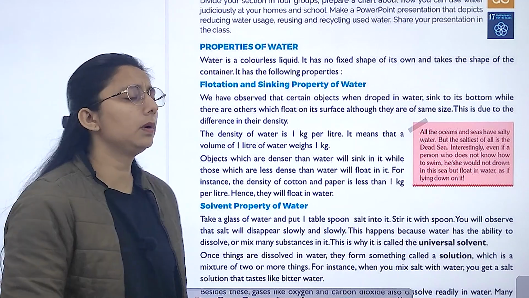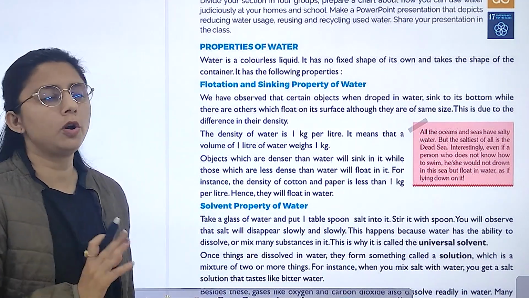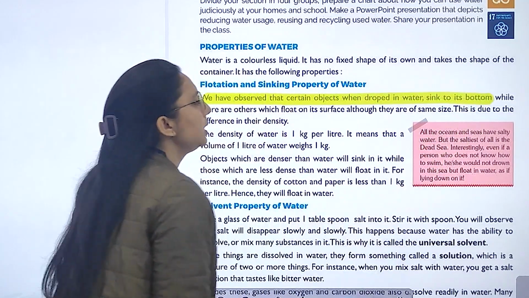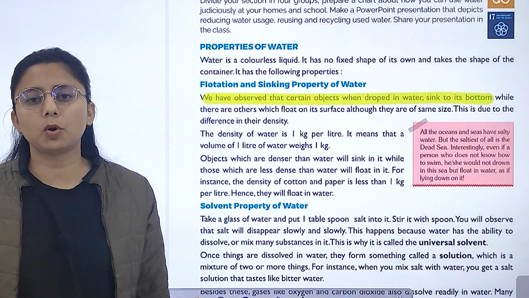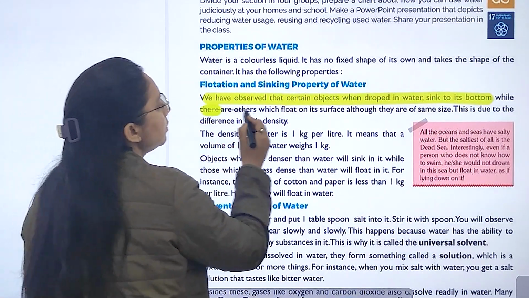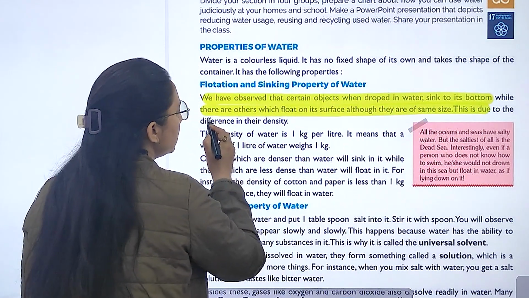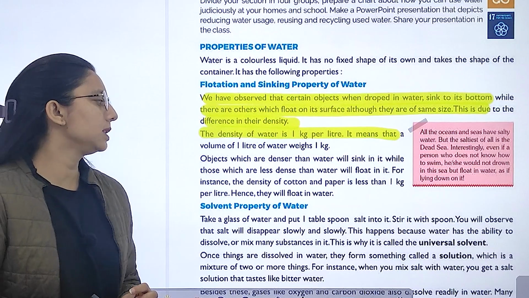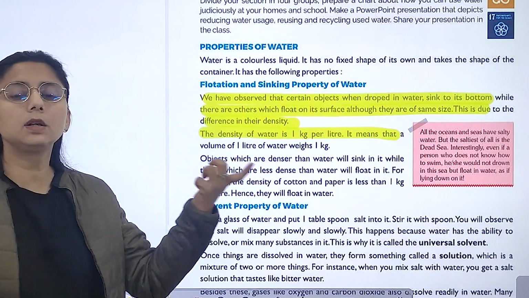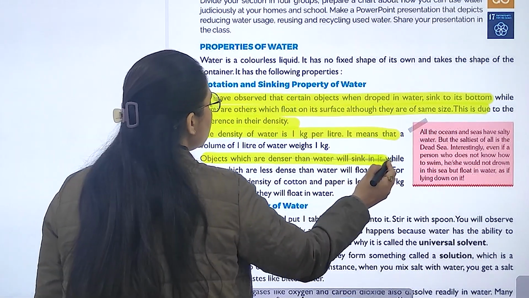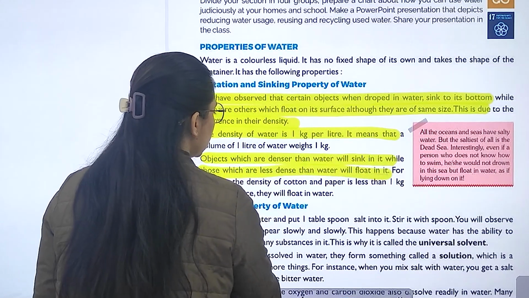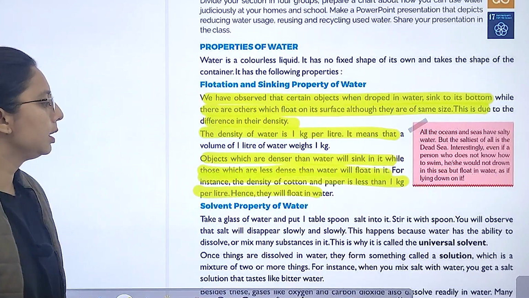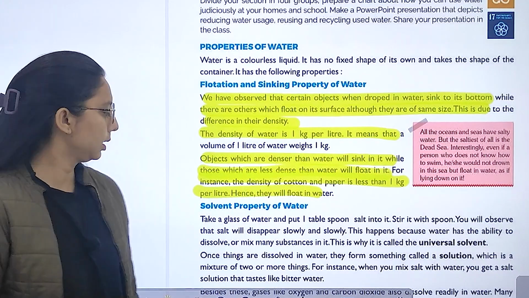Water is a colorless liquid. It does not have any fixed shape, no odor, no smell. Now floating and sinking. We have observed that certain objects when dropped in water sink to the bottom, while there are others which float on the surface, even if they are the same size. This is due to a difference in density. The density of water is 1 kg per liter, which means that a volume of 1 liter of water weighs 1 kg. So objects which are denser than water will sink. Those less dense than water will float. For example, the density of cotton and paper is less than 1 kg per liter.